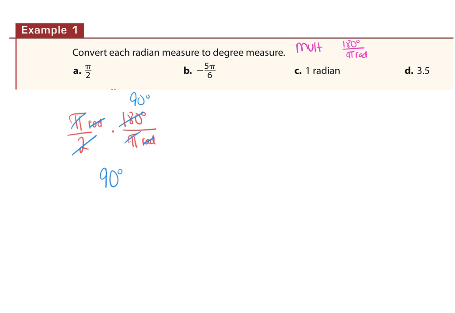So pi over 2 would be a fourth of a circle, which would be 90, okay? Let's look at the next one. Negative 5 pi over 6. Negative 5 pi over 6.